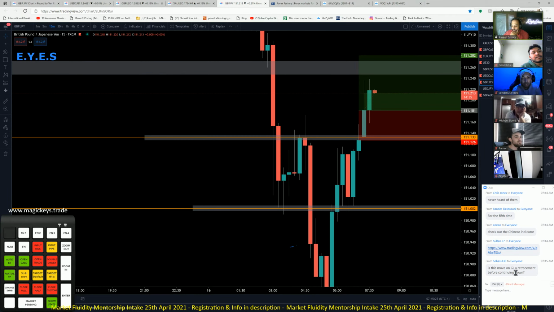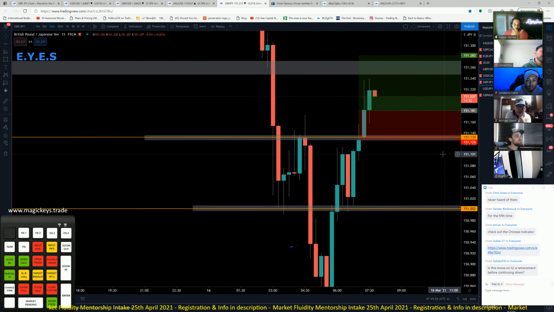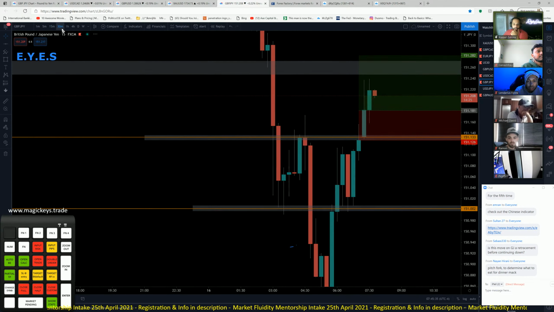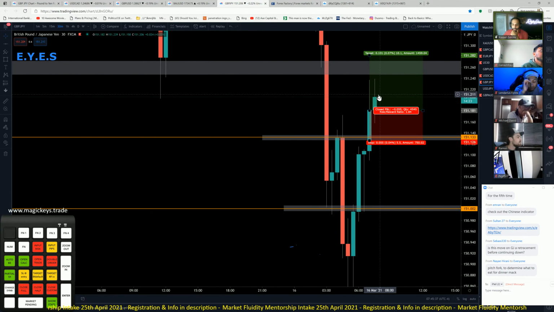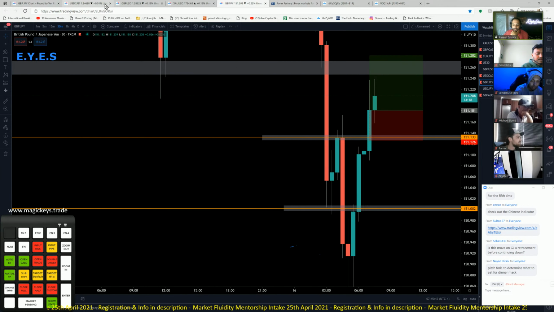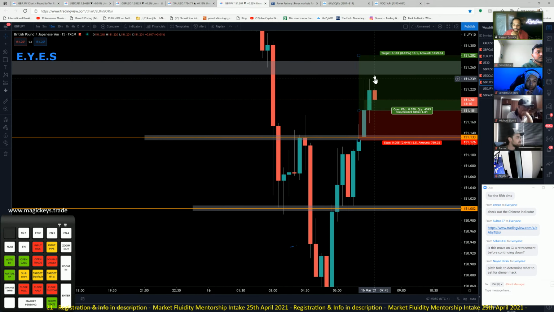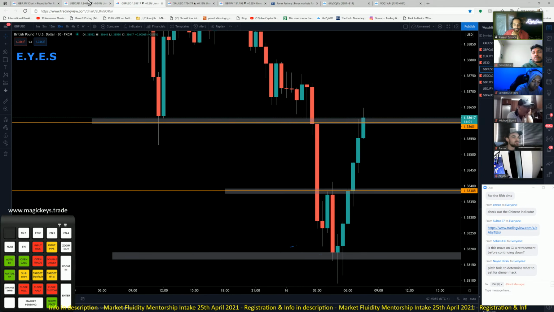Is this move on GJ a retracement before continuing down? A retracement is going to be when we have a rejection. That's what a retracement is going to be, when we have a rejection. So let's take a look on the 30-minute time frame. At this point, the 30-minute candle is still open. We got 14 minutes left for this candle to close. And man, pretty excited to see what's going to happen now. Are we going to come back and I'm going to have to close my trade, or is it going to continue moving up to hit my take profit? Already secured some positions here at break even, closed partials, so now just chilling.